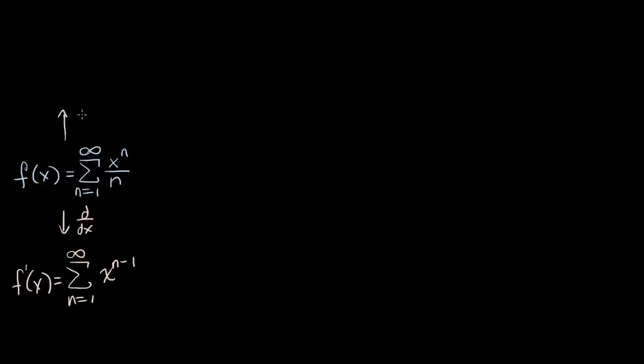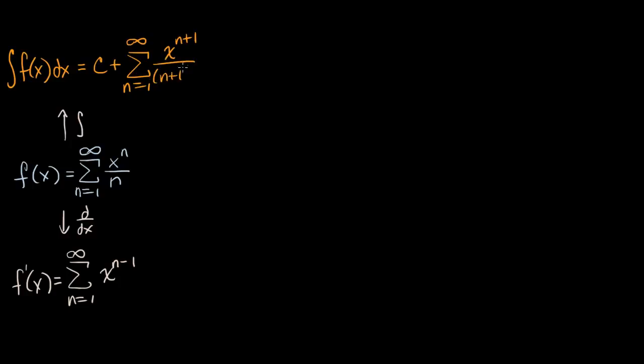Similarly, we could integrate. And we could evaluate the integral of f of x dx. And this is going to be equal to some constant plus, if we integrate this term by term, the sum from n equals 1 to infinity. And let's see, we increment the exponent, so x to the n plus 1, and then we divide by that. So times 1 over n plus 1, times this 1 over n right over here.